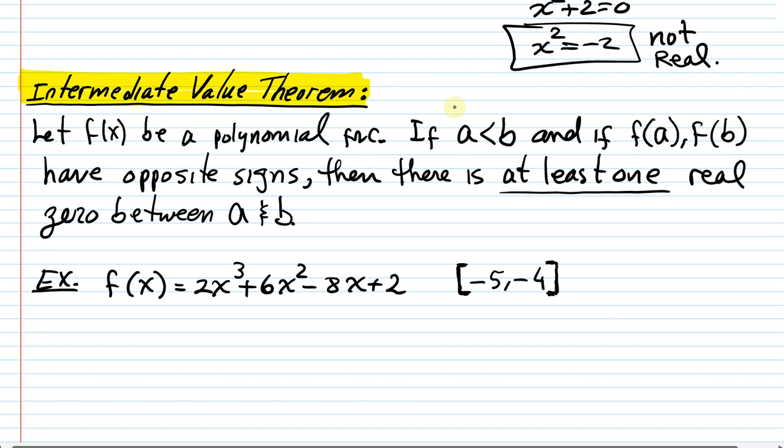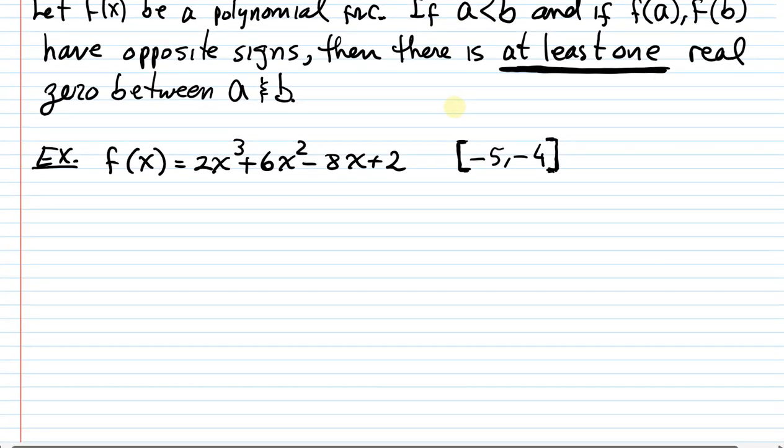And suppose we have two numbers here, a and b, where a is less than b. Now, if you evaluate the polynomial function at a, that's f at a, and evaluate it at b, that would be f at b. And if those two y values have opposite signs, so one is positive, one negative, doesn't matter which one, as long as they're opposite in sign, then there is at least one. Notice how this is stated. At least one means it could be one or more real zeros between a and b.